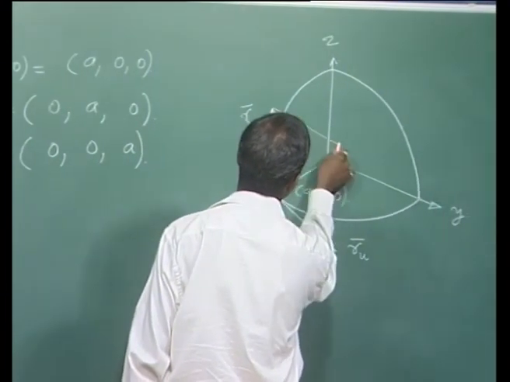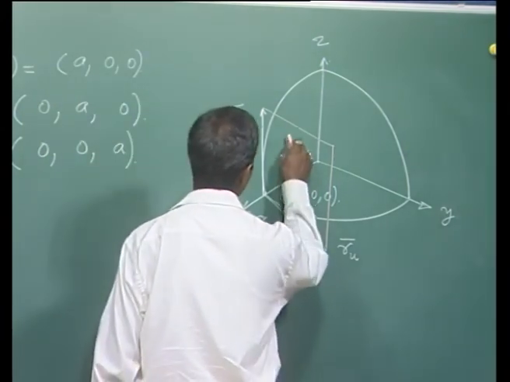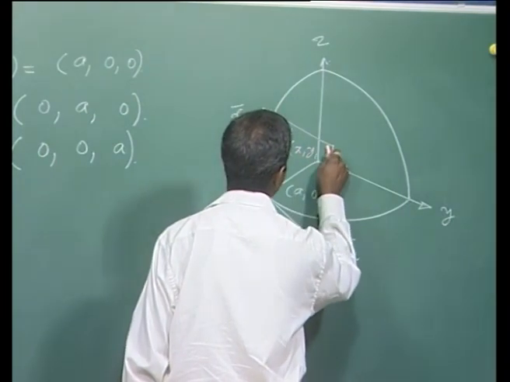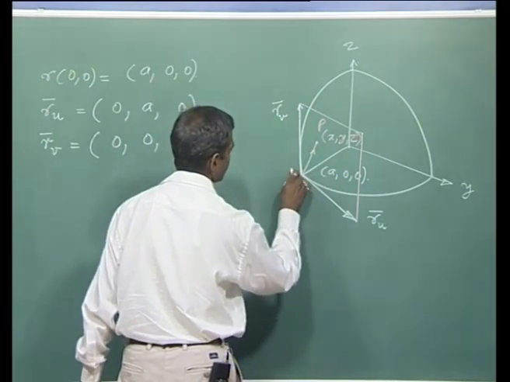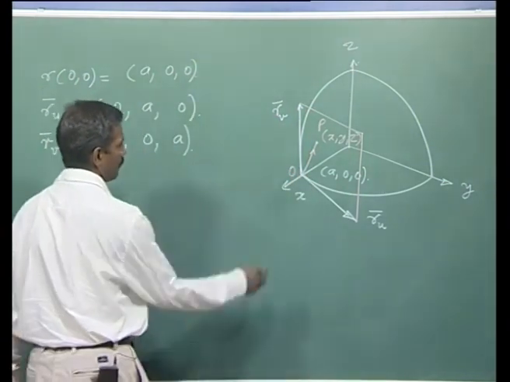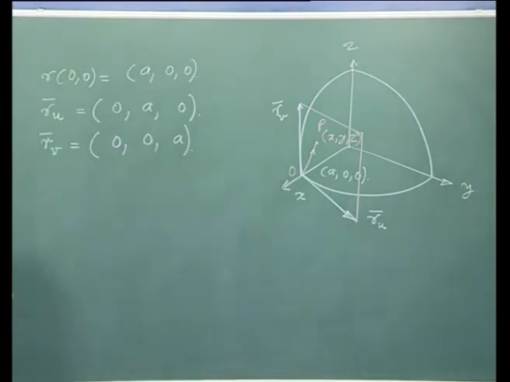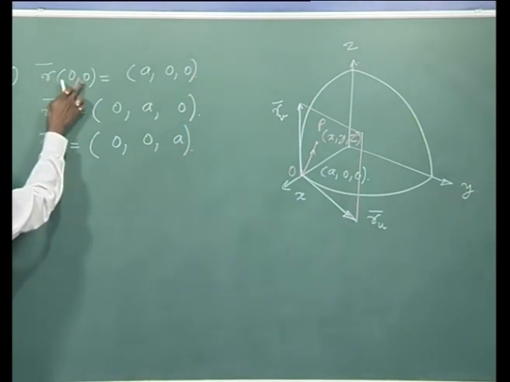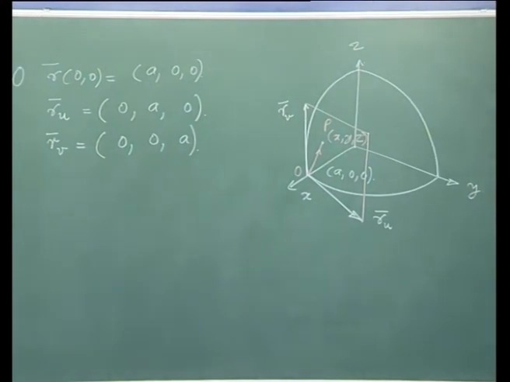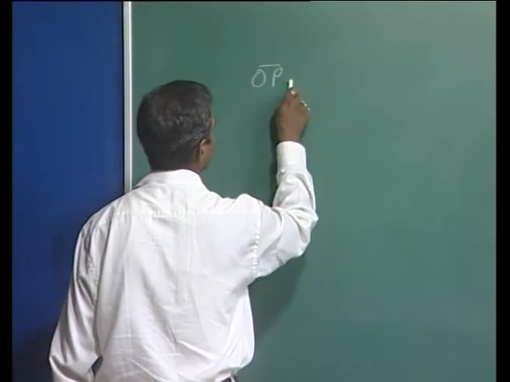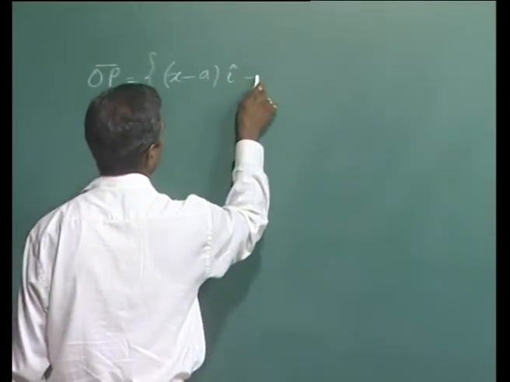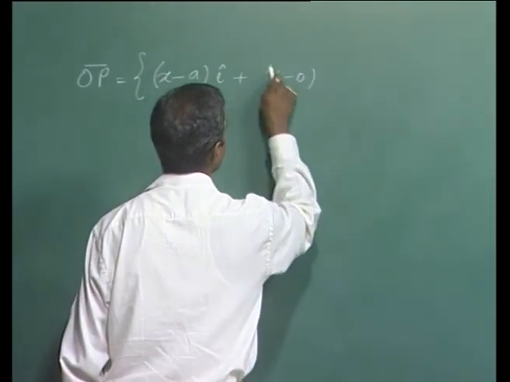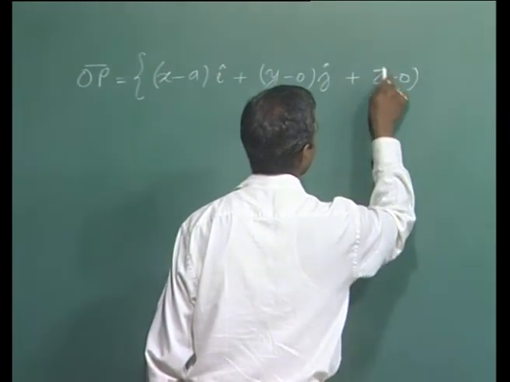Say this is our tangent plane, and let's have a point P here given by x, y, z. Let's say this is point O here, where we have defined our two tangents. And the coordinates of O are given by a, 0, 0. So the free vector OP is given as x minus a i plus y minus 0 j plus z minus 0 k.